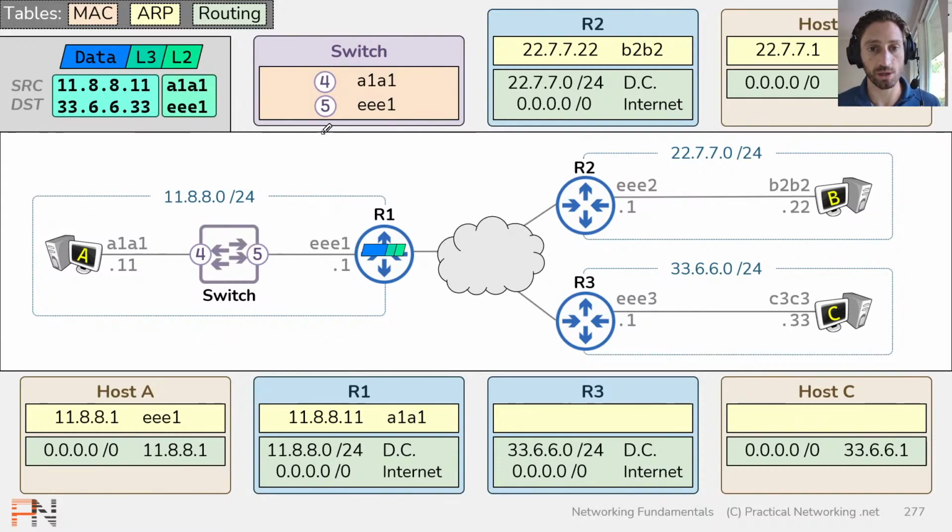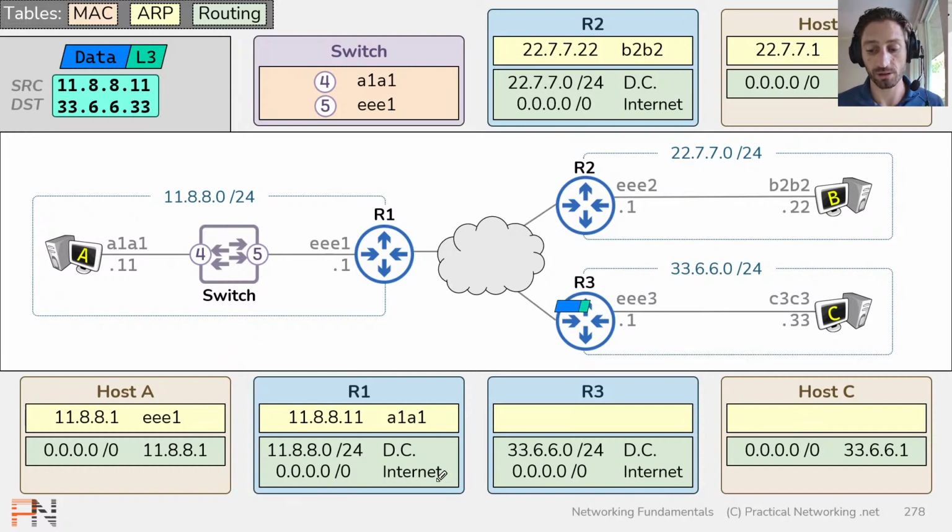Once it gets to router 1, router 1 will strip the layer 2 header. Then router 1 will take a look at the destination IP address to determine where to send this next. And this particular destination needs to be sent out to the internet. So that'll get punted out to the internet, where it'll arrive on router 3.